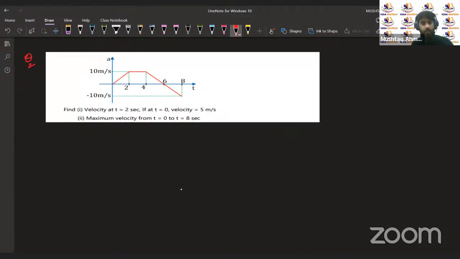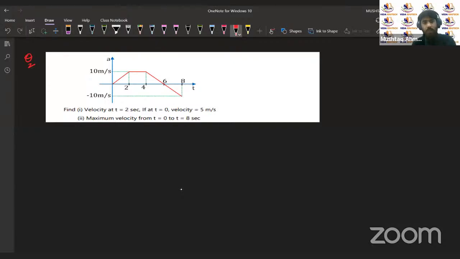So this is our next question. We have been given an acceleration versus time graph, right? This is how the acceleration versus time graph varies. Initially, from time t equal to 0 to time t equal to 2 seconds, the acceleration is increasing, and then acceleration is constant, and then acceleration is decreasing continuously up to time t equal to 8 seconds, right?